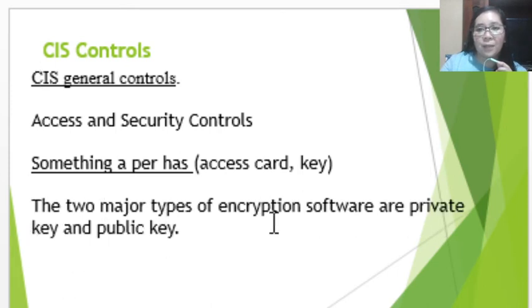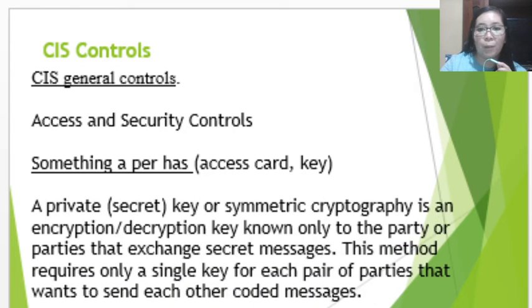The two major types of encryption software are private and public key, which are commonly used. The secret key, also known as symmetric cryptography, is an encryption or decryption key known only to the party or parties that exchange secret messages. This method requires only a single key for each pair of parties that want to send each other coded messages. This is for the purpose of exchanging confidential information between these parties.